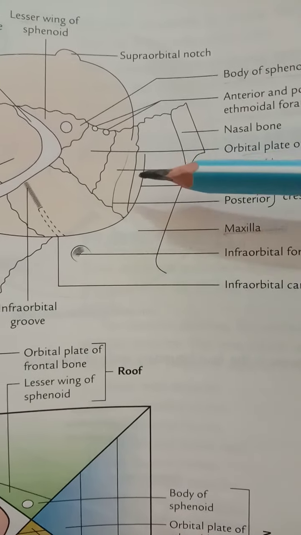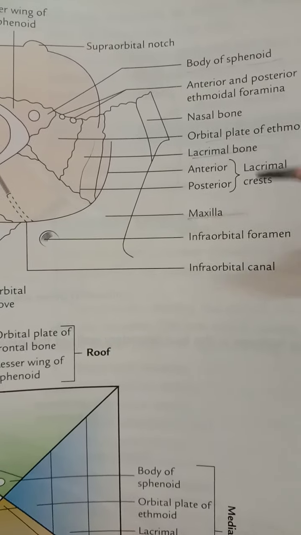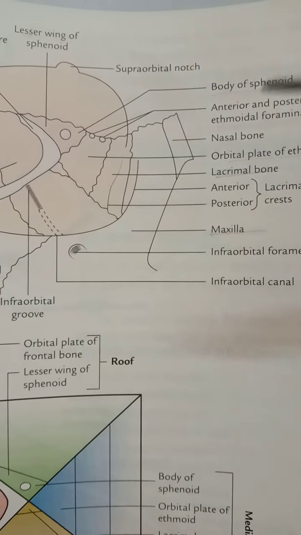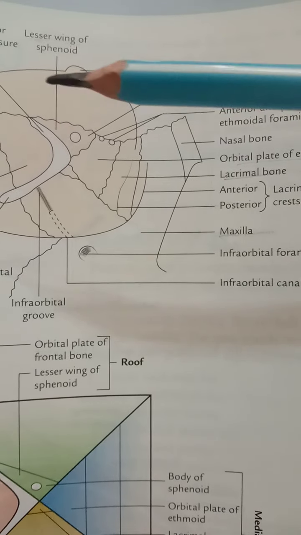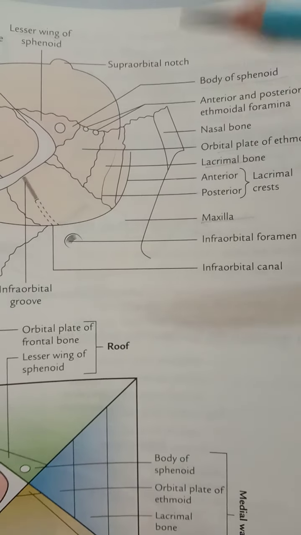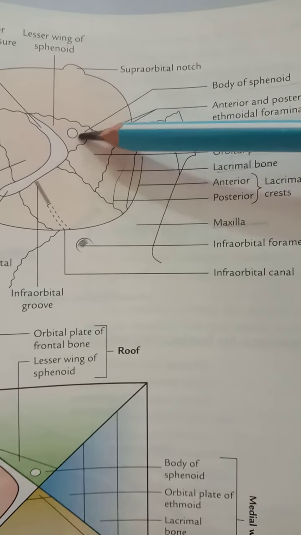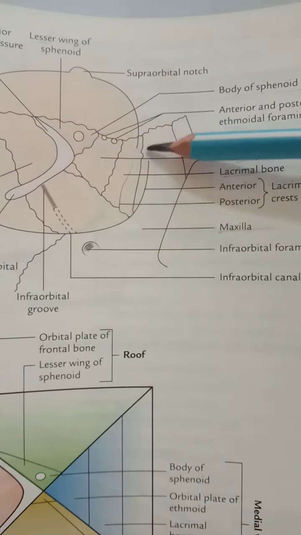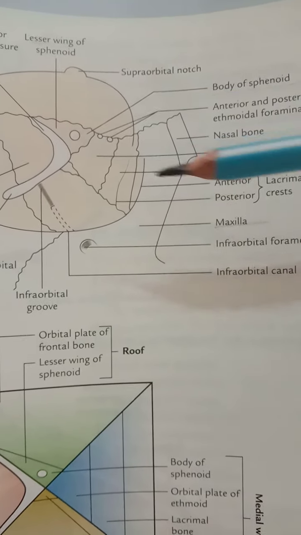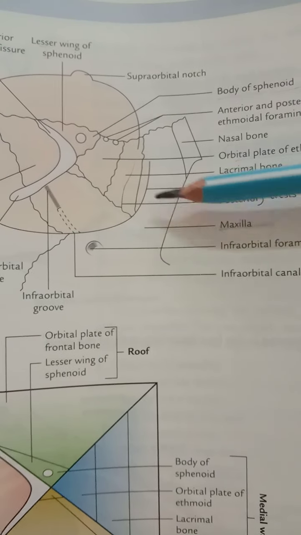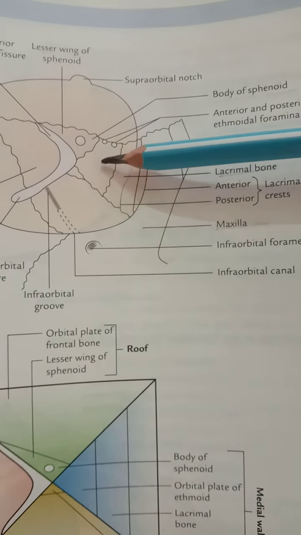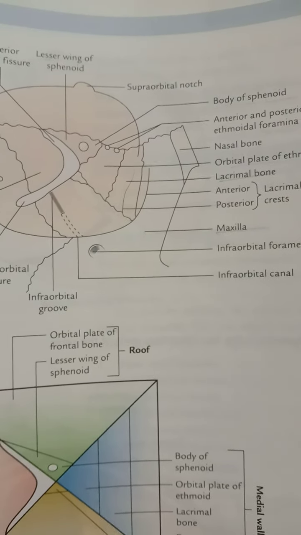Third, the orbital plate of the ethmoid bone. Here this is the ethmoid bone, and the last one is the body of sphenoid. Here you can see the body of sphenoid, this one, the sphenoid bone. So four bones should be present: first the frontal process of the maxilla, then the lacrimal process of the maxilla, third the ethmoid bone, and then the sphenoid bone.